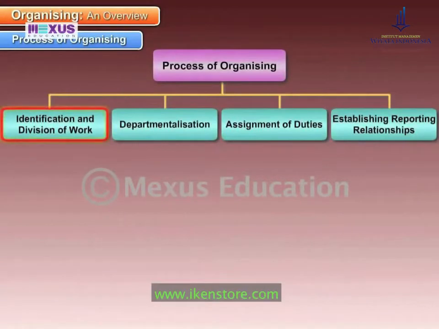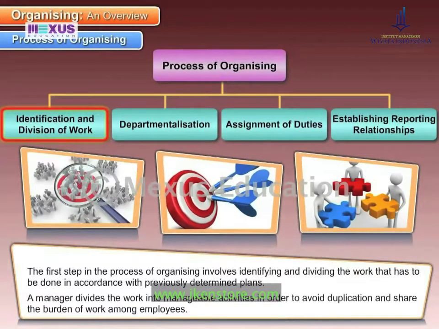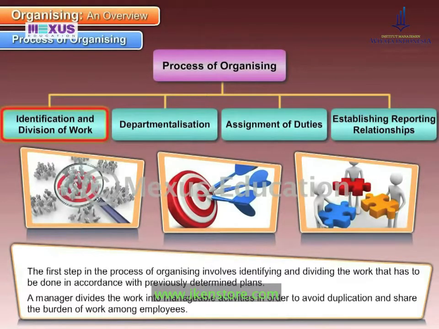1. Identification and division of work. The first step in the process of organizing involves identifying and dividing the work that has to be done in accordance with previously determined plans. A manager divides the work into manageable activities in order to avoid duplication and share the burden of work among employees.